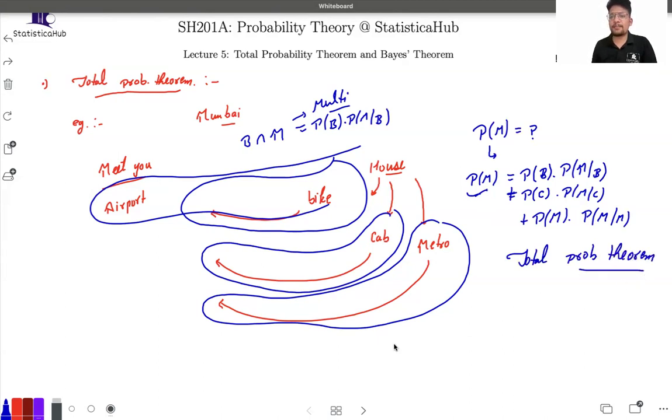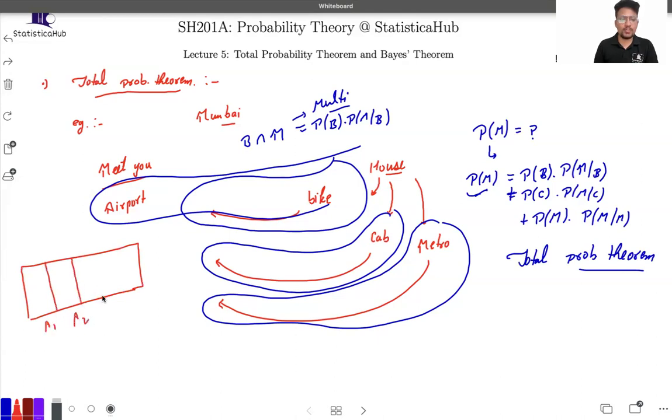In a more general setup, to understand the meaning of this, we can make a diagram in which you have some disjoint events: some event A1, A2, A3, A4, A5. In all of these scenarios, suppose there is some event, let's say event K. This event K can occur in this part, in this part, in this part, or in any of these parts.